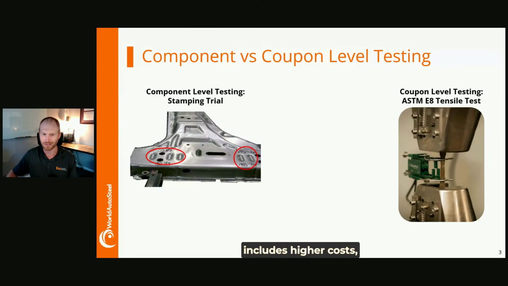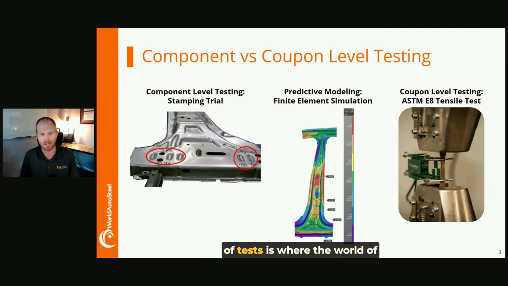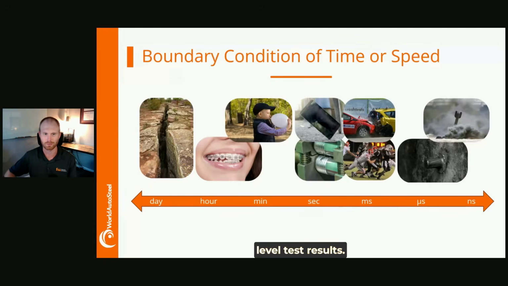Component level testing often includes higher costs, longer timelines, but they provide the most applicable results. Coupon level testing, conversely, is more cost effective and time efficient, but they often don't have a one-to-one relation to application. Now, the link between these two types of tests is where the world of simulations and digital twinning has emerged. A large goal of simulation is to use coupon level test results to accurately predict component level test results.